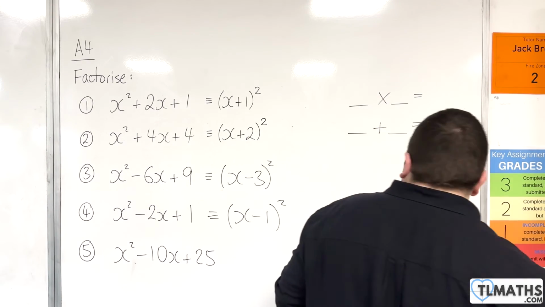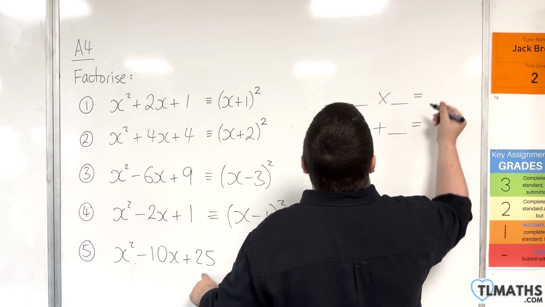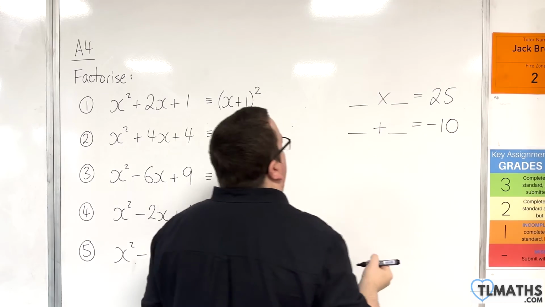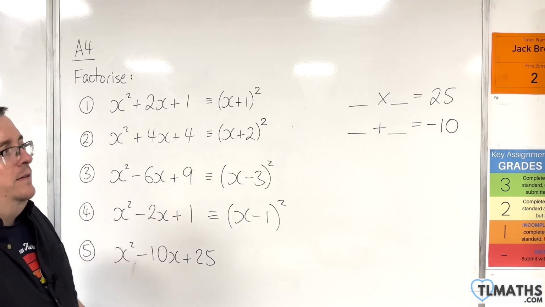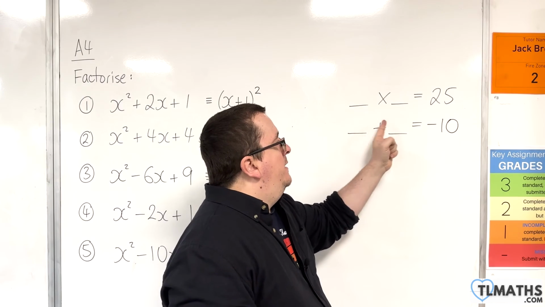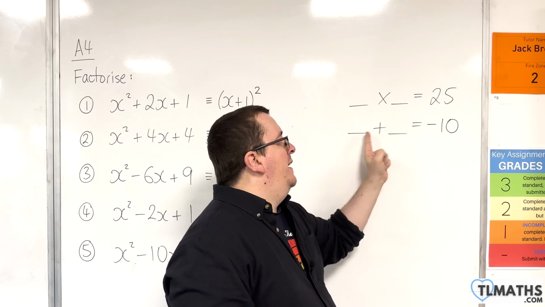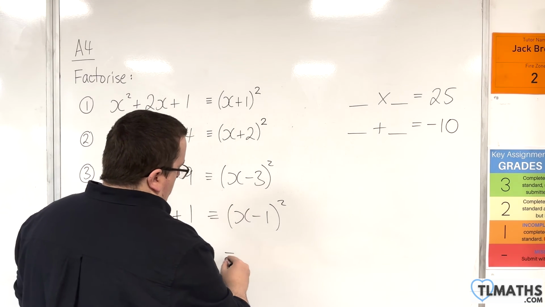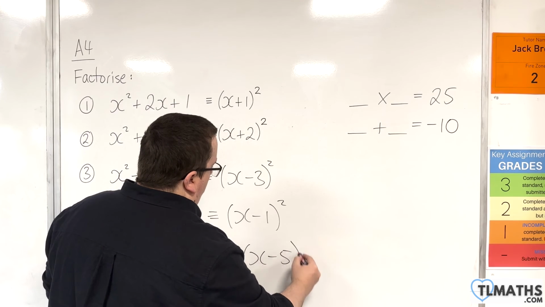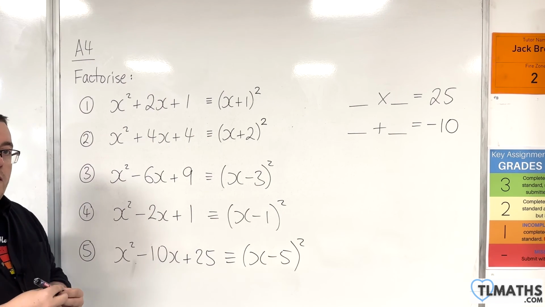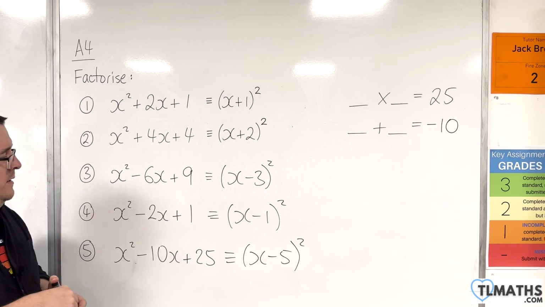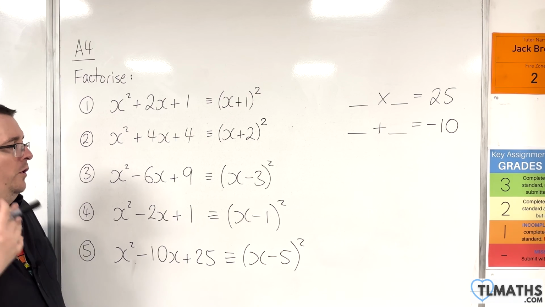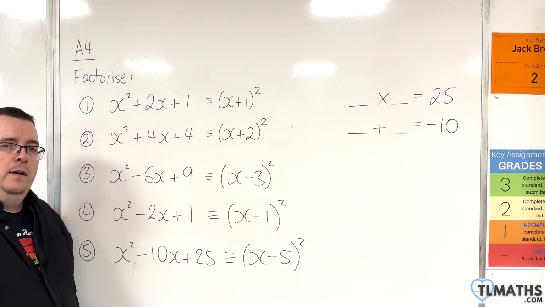And the last one, two numbers that multiply together to make 25 but add together to make minus 10. Well, again, they've both got to be negative in order to multiply together to make a positive and add together to make a negative. So minus 5 and minus 5. x take away 5 times x take away 5, so x take away 5 squared. Okay? And so this is really what we're looking for. We can factorise it into this form as well if there is a repeated bracket.